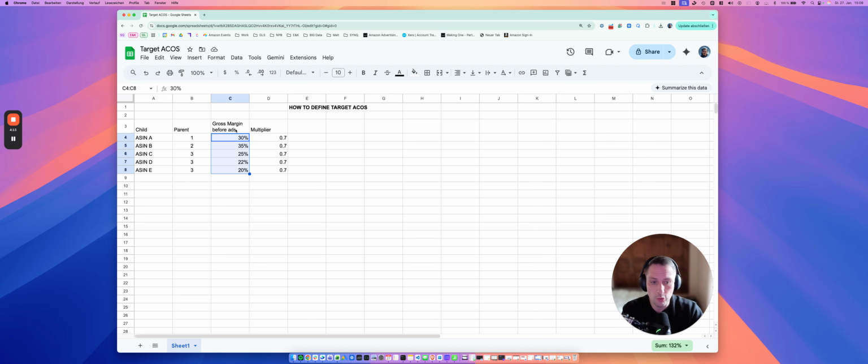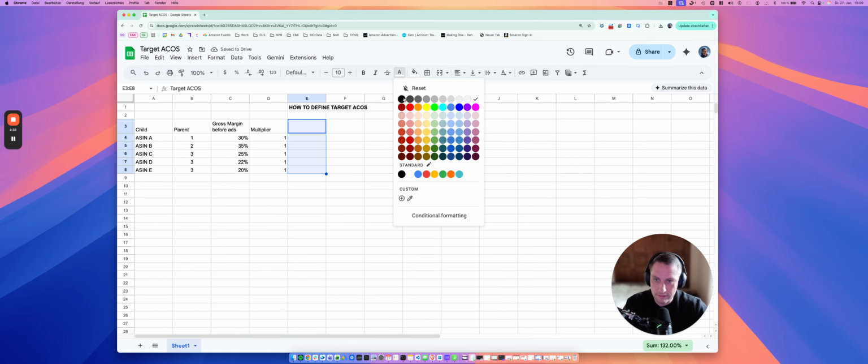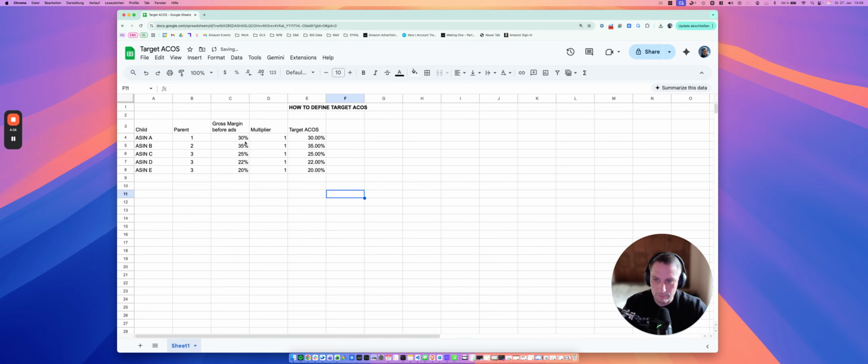Now, you don't have to work just with your margins. What I like to do is also add a few more things than just margins. But let's assume you just want to do margins for now. Then a simple way is to set a multiplier on the margin. And this multiplier can be 1, so 100%. And then your target ACOS will be very simple, the same as your margin, right? The target ACOS for this is 30, 35, and so on and so forth.